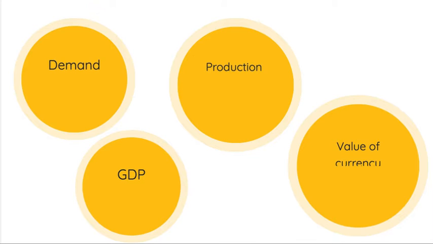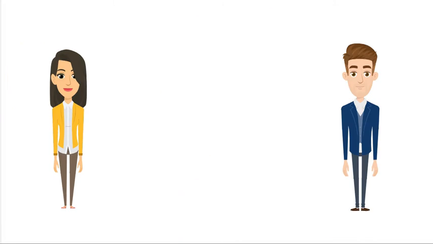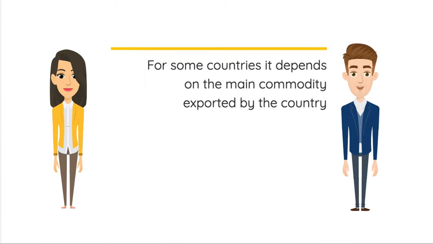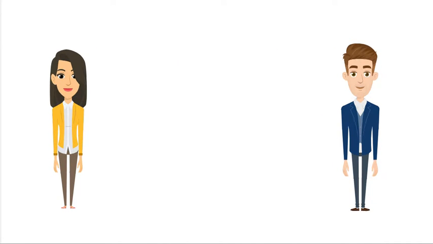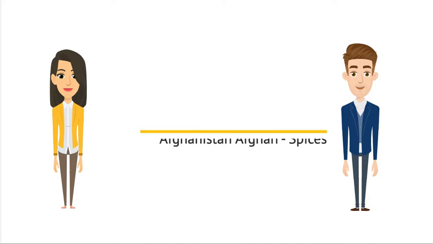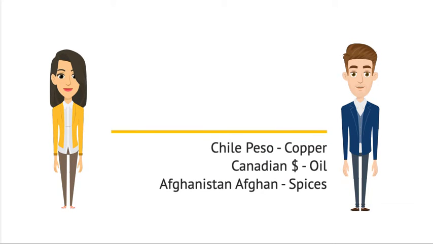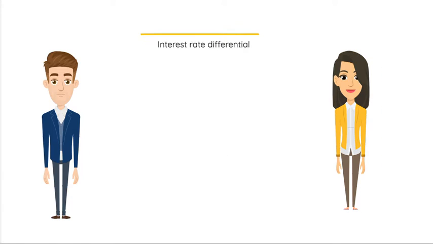Coming to the second factor, for some countries it depends on the main commodity exported by the country. Joe, can you explain with the help of an example please? Sure, copper is the main commodity exported by Chile. If the copper price increases, Chile earns more US dollars for the same quantity of copper, which results in a higher inflow of US dollars into the country, which means the Chilean peso also becomes stronger.